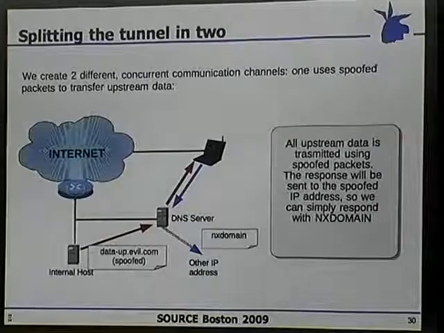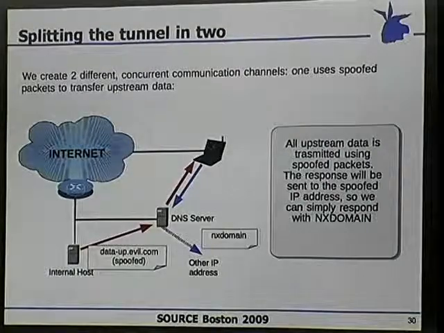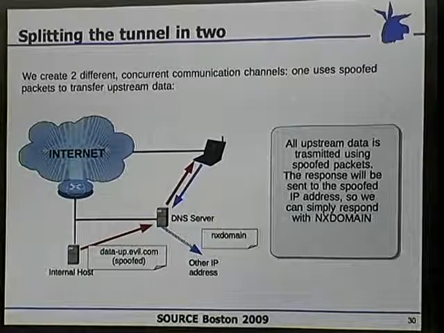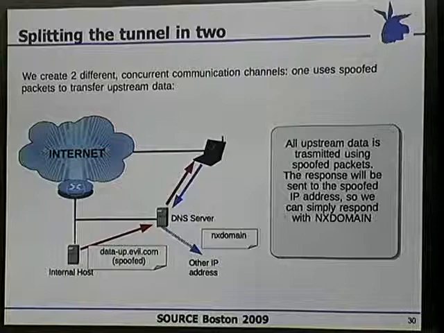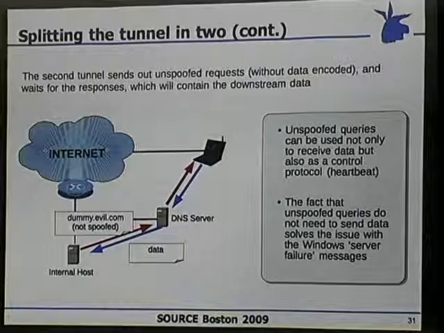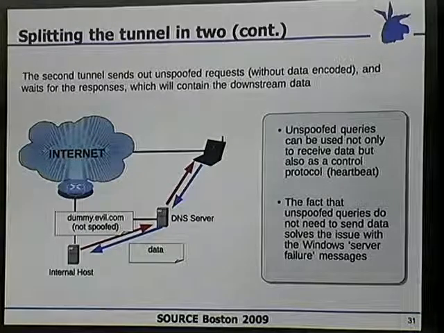However, what we did was to split the tunnel in two. We create two concurrent communication channels. The first one uses spoofed packets to transfer upstream data. So you see that the data up is sent with spoofed packets to the DNS server, up to our box. The responses go back to some other IP address, for instance as NXDOMAIN responses. And a second channel uses unspoofed requests, without any data encoded in them, and just waits for the responses, which will contain the downstream data.